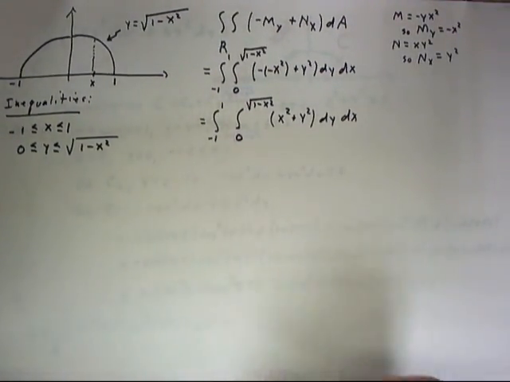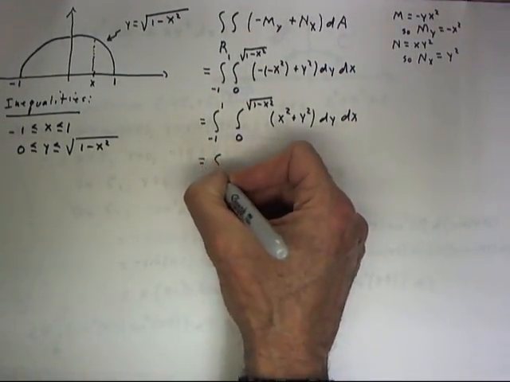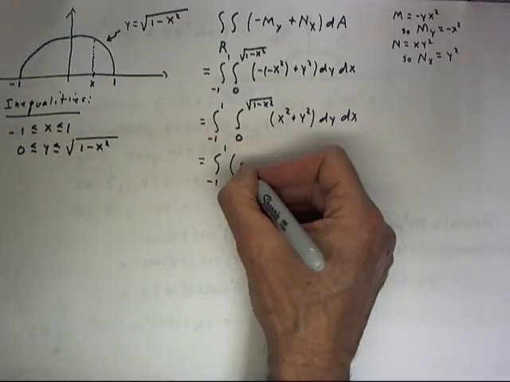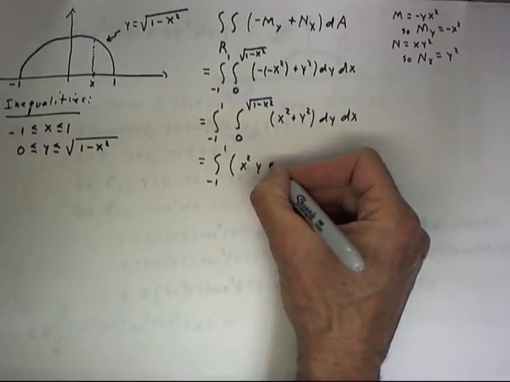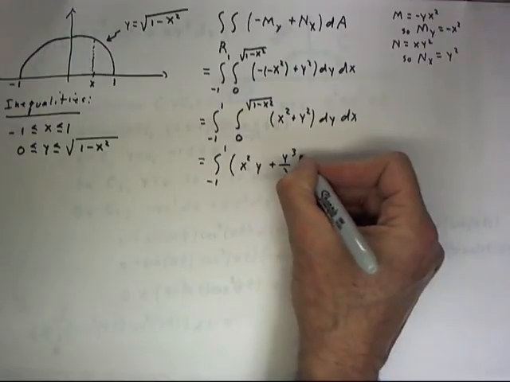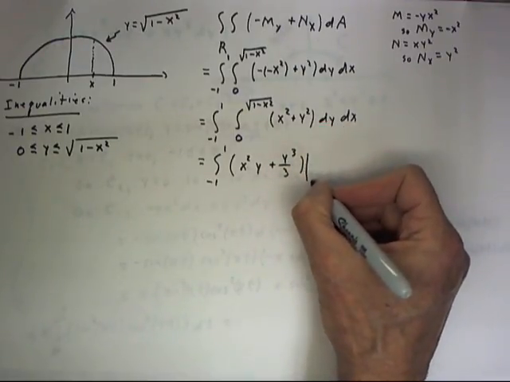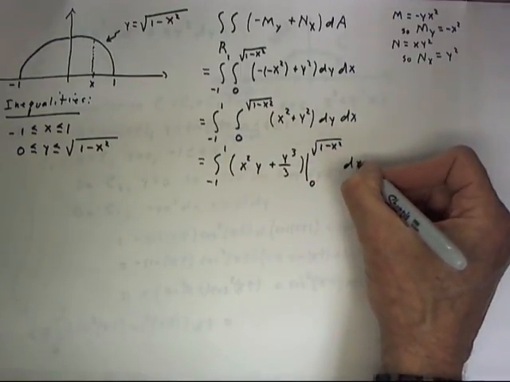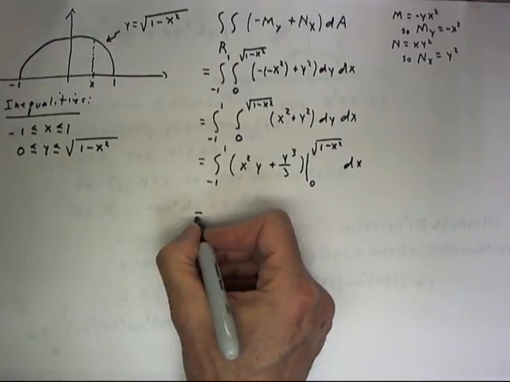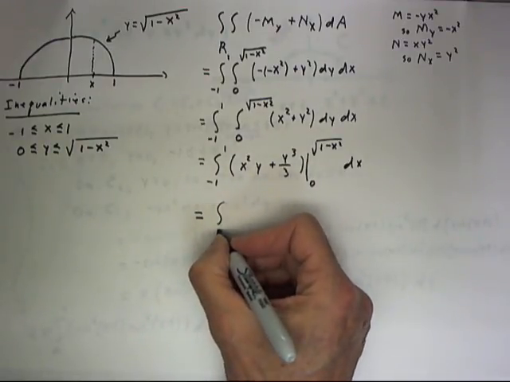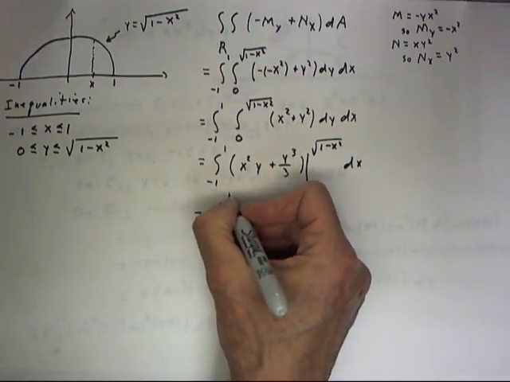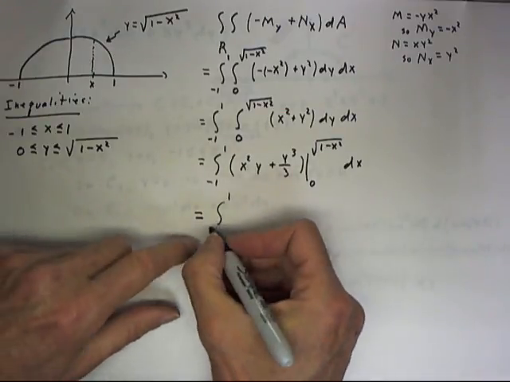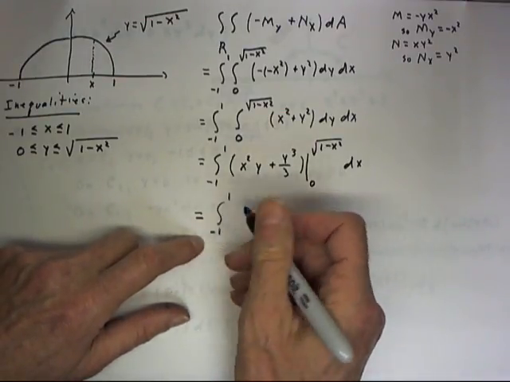Now this integral is evaluated. Well, we integrate from negative 1 to 1. Our antiderivatives are x squared y plus y cubed over 3, integrating with respect to y, and that's evaluated between 0 and the square root of 1 minus x squared, and then with respect to x. Now from some of the integrals we did in chapter 12, we're going to end up writing 0 at the same time. Okay, I've made that go away, and we'll replace that with negative 1.